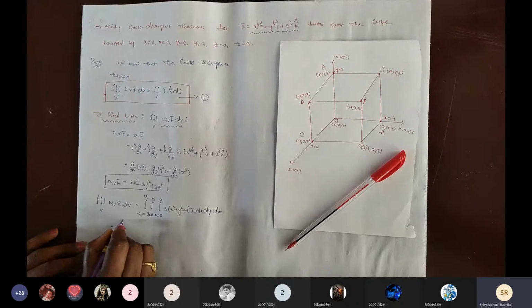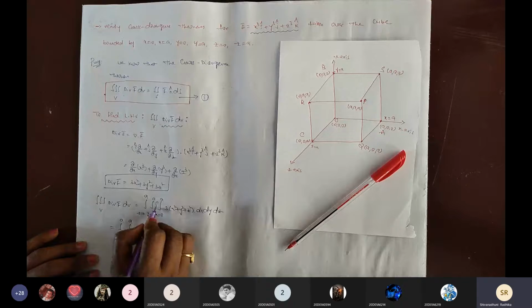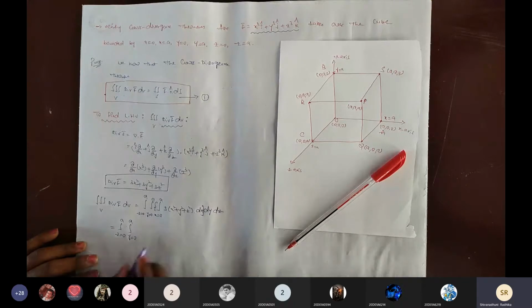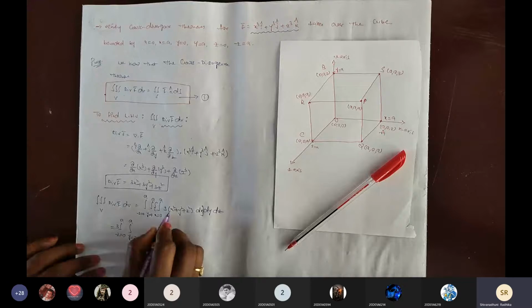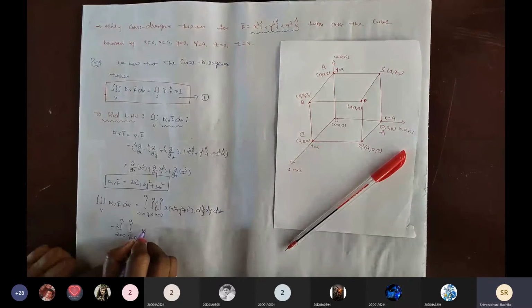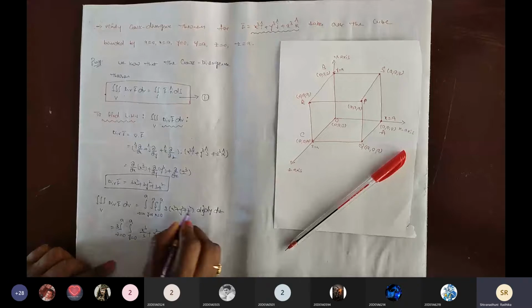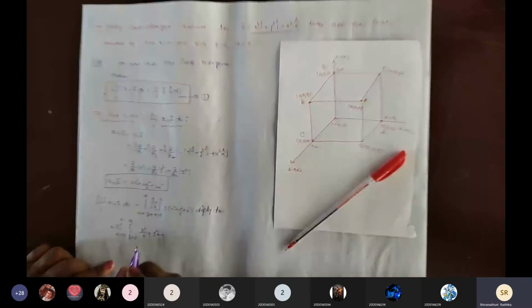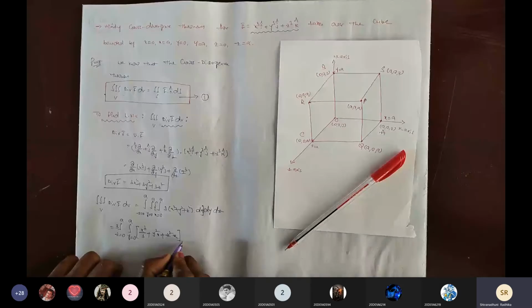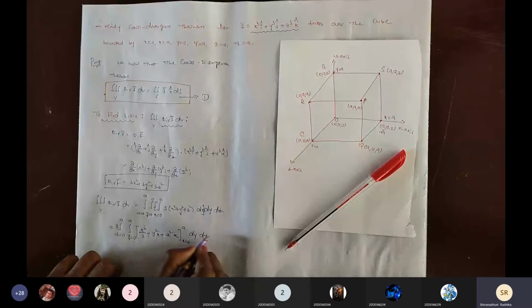Integration z equals 0 to a, integration y equals 0 to a. First, with respect to x, we are going to integrate. 3 is a constant taken outside. Integration of x square dx is x cube by 3, plus integration y square dx. Y square is a constant taken outside. Integration of dx is x, plus integration of z square dx. Z square is a constant. Integration of dx is x, and the limits are x equals 0 to a, dy dz.